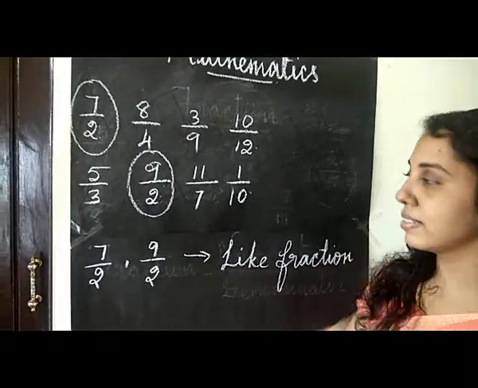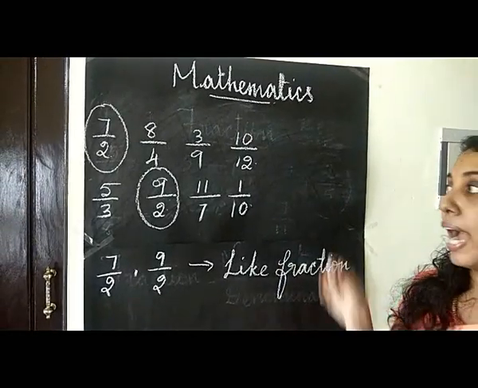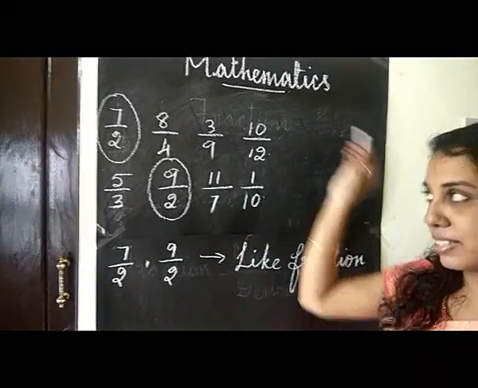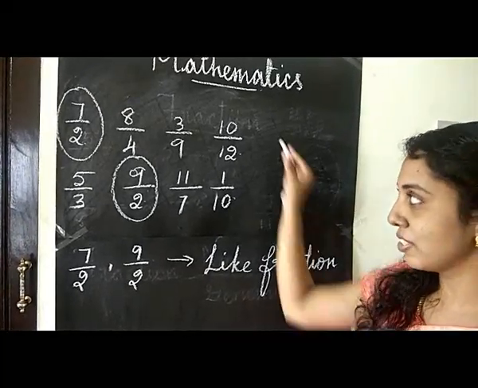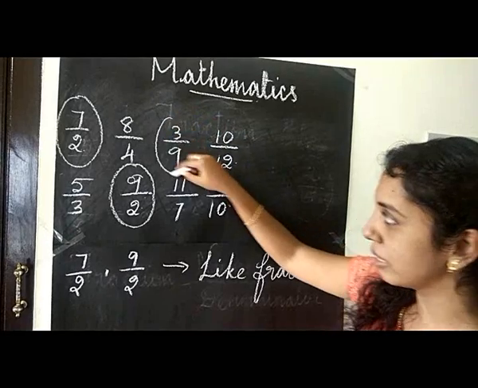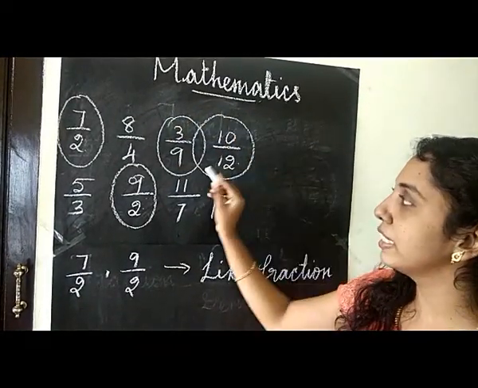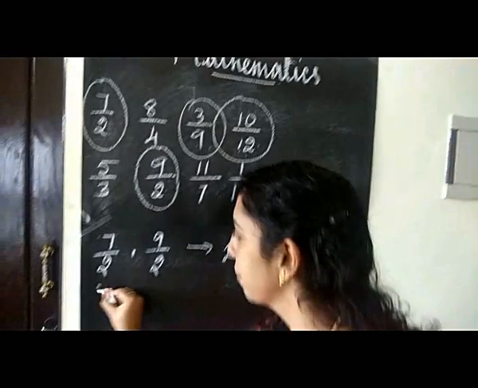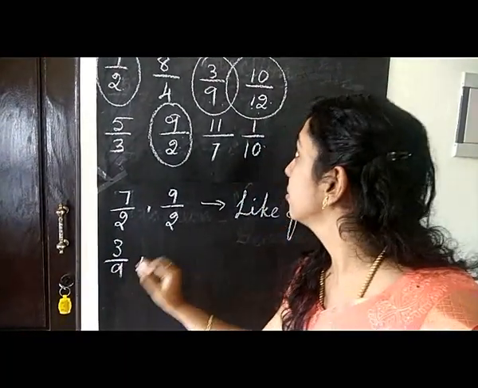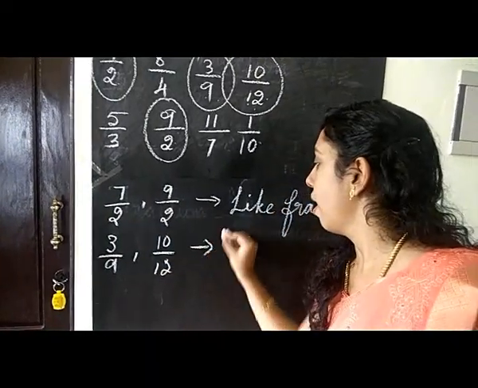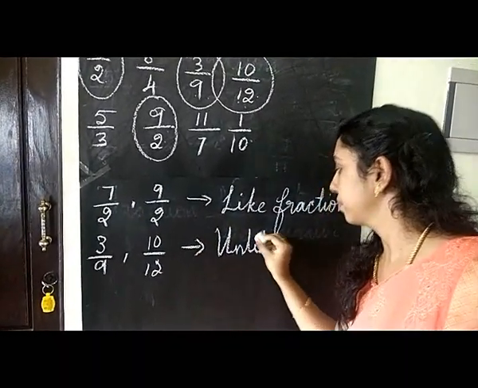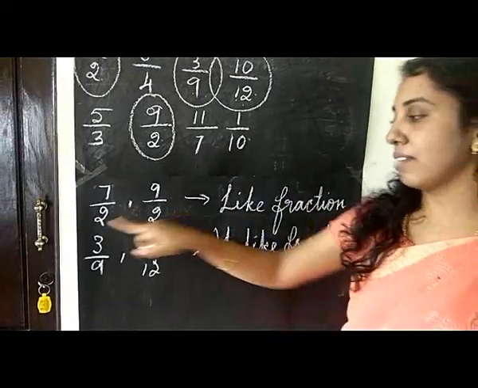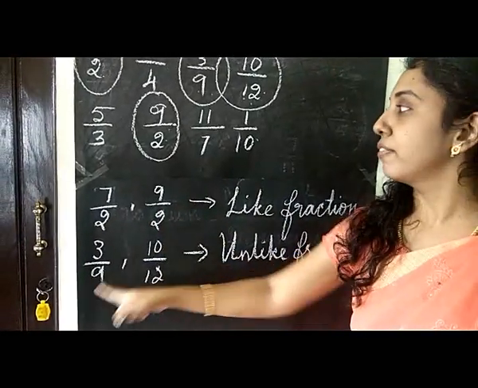So, like fraction means same denominator. Next, we can learn about unlike fraction. Unlike fraction is directly opposite to the like fraction. Like fractions have the same denominator. So, unlike fraction means different denominators. If we choose 3 by 9 and 10 by 12, look at the denominators: it has 9, it has 12. Both are different. So, we can say 3 by 9 and 10 by 12 are unlike fractions. So, like fractions have the same denominator, unlike fractions have different denominators.